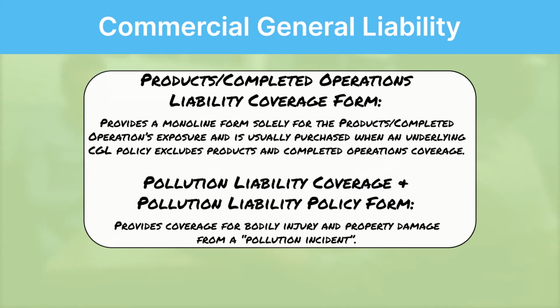The Pollution Liability Coverage and Pollution Liability Policy Form provide coverage for bodily injury and property damage from a pollution incident. A pollution incident is defined as an emission of pollutants onto land, the atmosphere, or water, causing environmental damage. The basic pollution liability form is cheaper, but does not cover the cost of any environmental cleanup. This can be remedied by purchasing the costlier broad form, which includes the cost of cleanup.